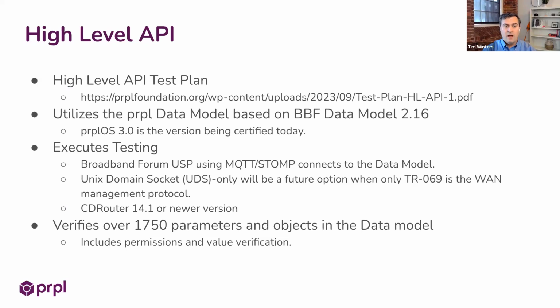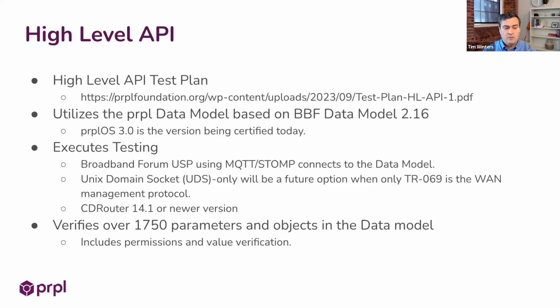So what we have today: we have one certification available. We're bringing more online, and we'll talk about that more later. But today we have a high-level API certification. There's a test plan. I put a link in it. It exists today. The details of this test plan: it utilizes the Purple data model that's based on the Broadband Forum 216 data model. The Broadband Forum just put out 217. I think it was less than a month ago. We'll move to that when the time is right. But right now it's based on 216.